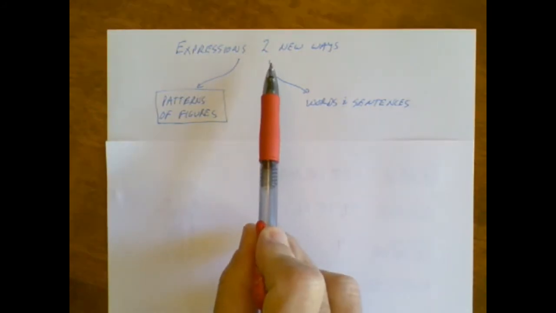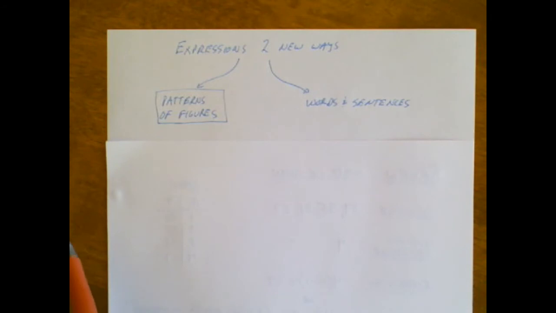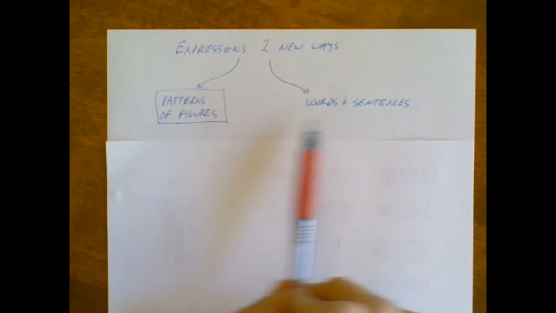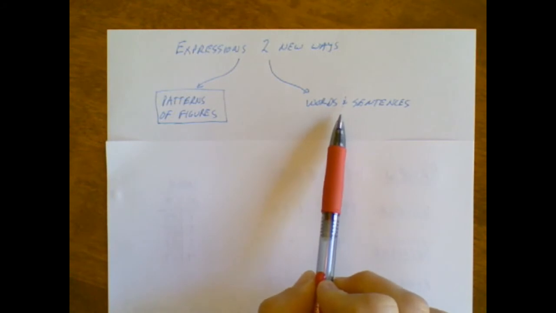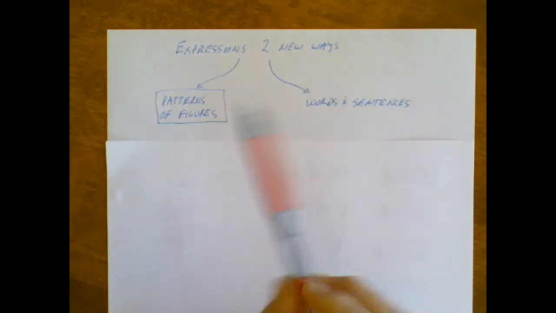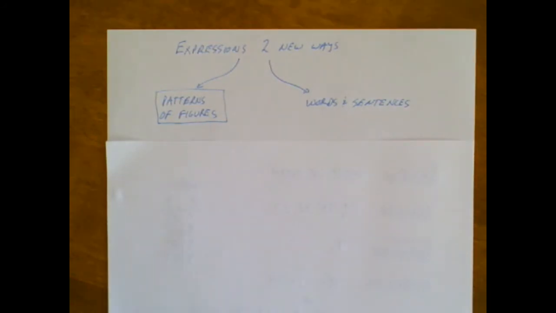We're going to think about writing expressions two new ways in this section. One is by looking at a pattern that you see in figures, and one is via words and sentences. What I'm going to do is start off with this, and then after we do that, we'll move on to that. And for this example, we're going to have a picture with kind of like toothpick segments.